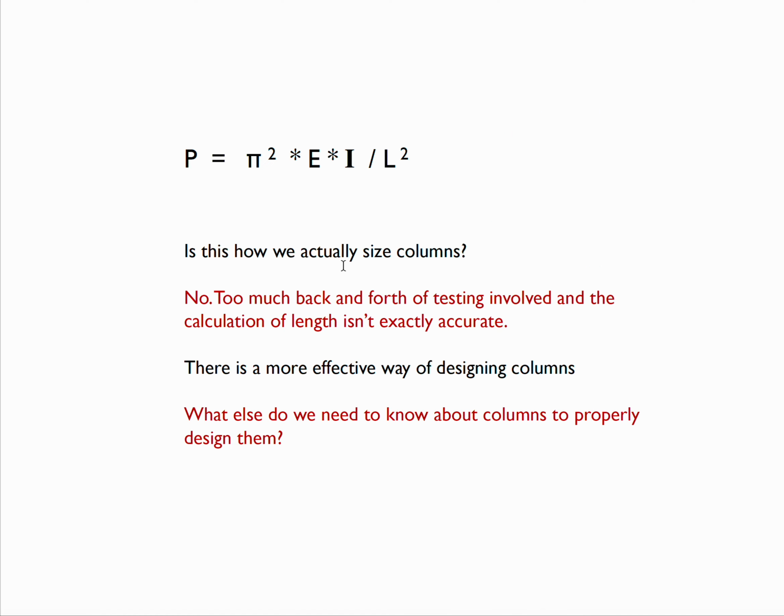Is this how we size columns? Nope. In fact, as you saw, there's really too much back and forth testing involved between one factor or another, right? Because we are also looking at, well, how big is that potential tributary area? Then how do these factors do it? There's actually a more effective way to do it. So I wanted to show you these factors so that we can understand the back and forth, or how those factors affected it. But before we look at this other effective way, what else do we need to know about the columns?